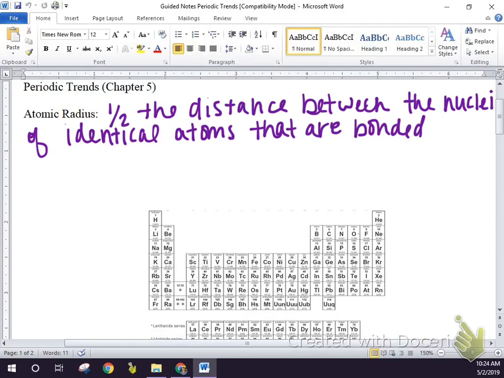They've got to be identical because if you've got an oxygen atom and a hydrogen atom and you try to take half the distance, we're not at an atomic radius. That's correct. So it's got to be 2 identical atoms.